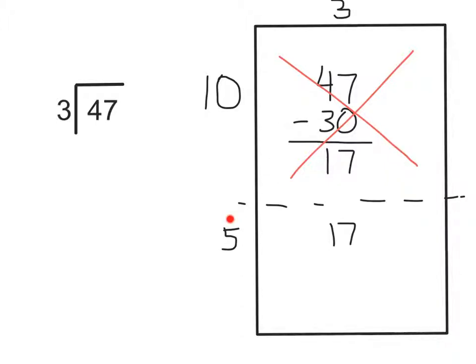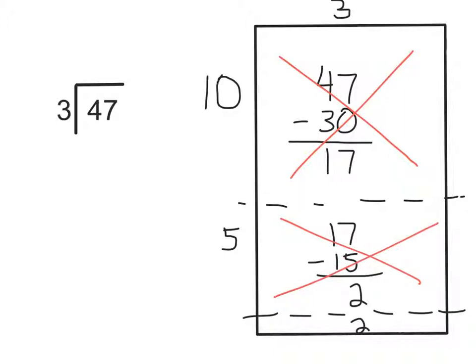Friendly number times divisor equals 15. So I will record that down. I subtract 15 from 17 and I get 2. Since I can't divide anymore without going into decimals, this is my remainder. And we've dealt with that as well.